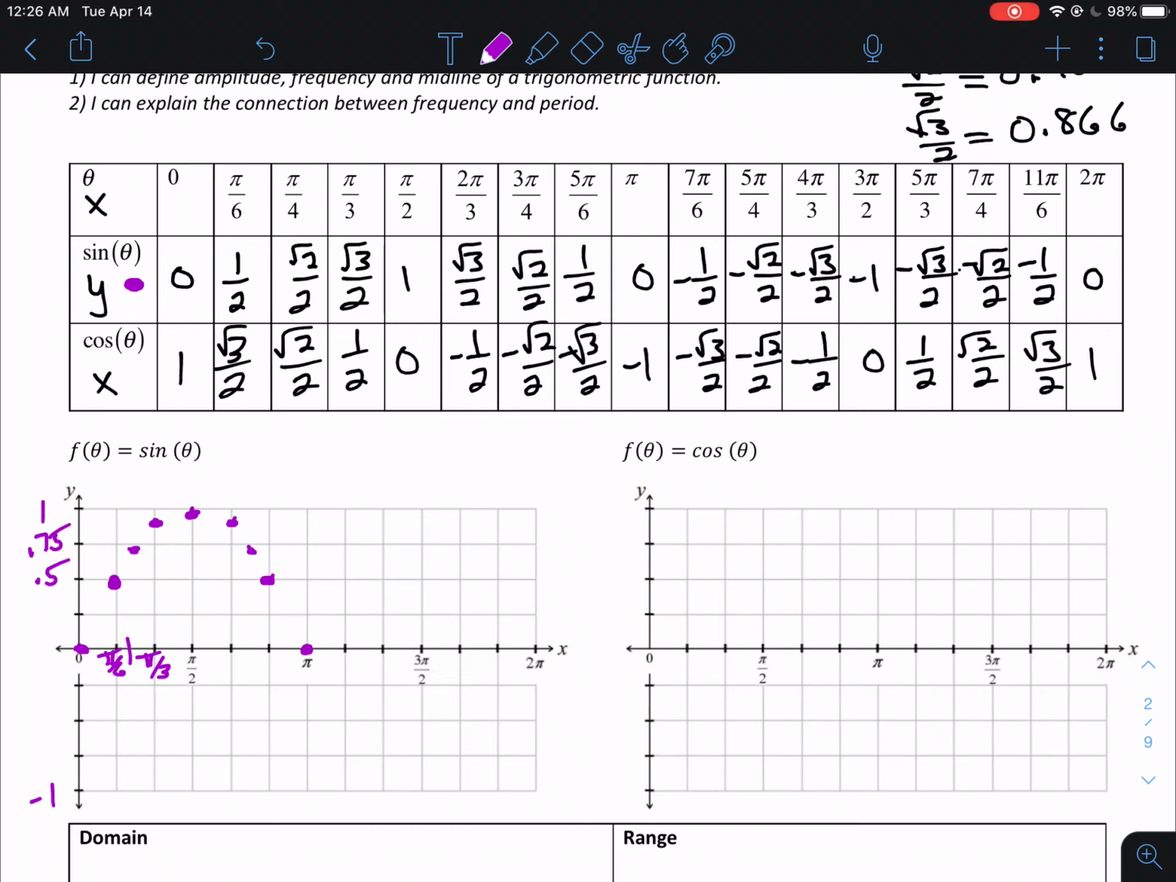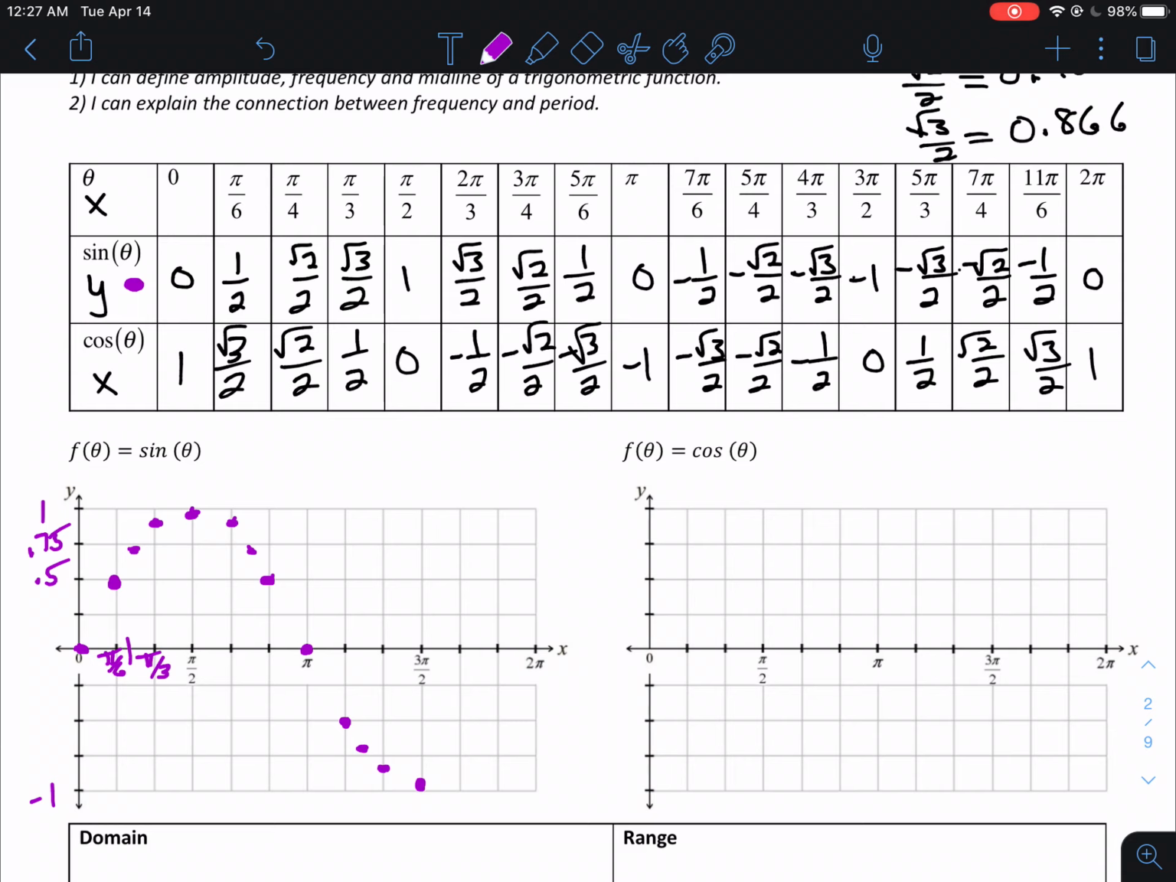Okay. So now we're graphing essentially the same numbers, just going negative. So our next one is at negative 1/2. So that would be right here. And then we've got negative radical 2 over 2. And then we've got negative square root of 3 over 2. And at 3 pi over 2, you should be at negative 1.